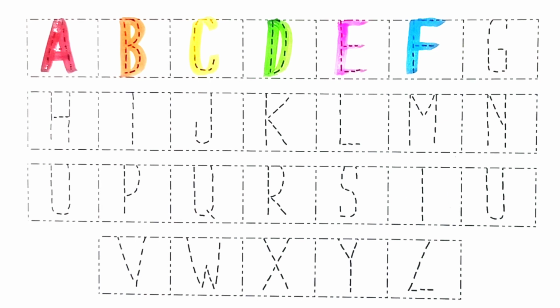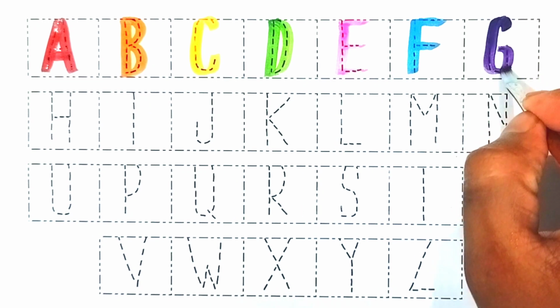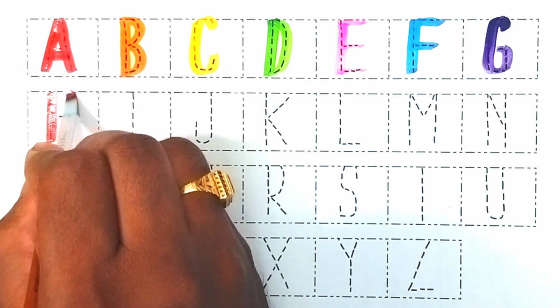C, D, E, F, G. H, I, J, K. G for grapes. T-U-V-W-X-Y-Z. H for honey.